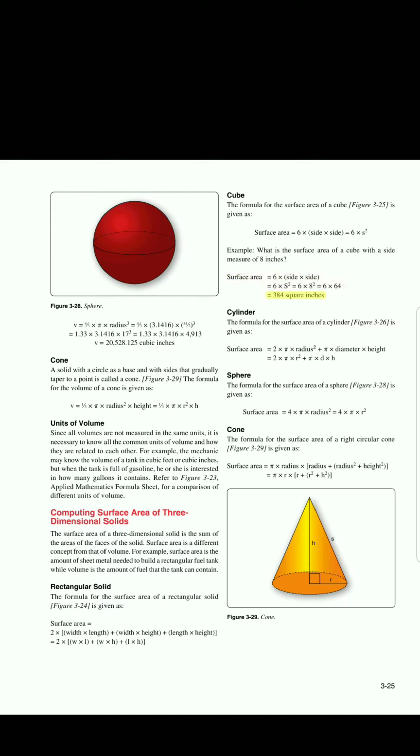Cylinder. The formula for the surface area of a cylinder, Figure 3-26, is surface area equals 2 times pi times radius squared plus pi times diameter times height, equals 2 times pi times r squared plus pi times d times h. Sphere.